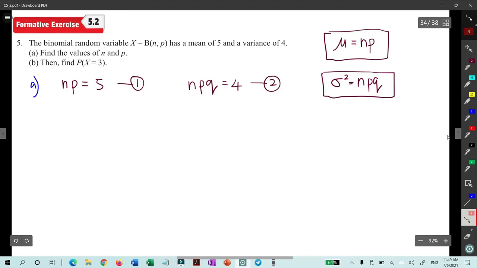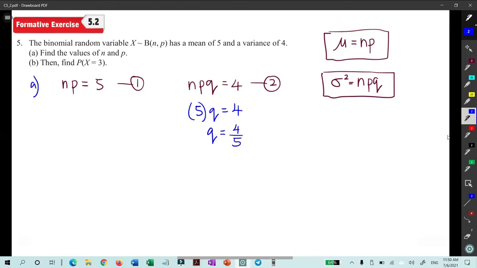Okay, so you can see clearly that np is equal to 5. So I can substitute this np with 5. So 5 times q is equal to 4. So therefore the value of q is actually 4 over 5. Once you get the value of q, then you can find the value of p. p is 1 minus q. So 1 minus 4 over 5.